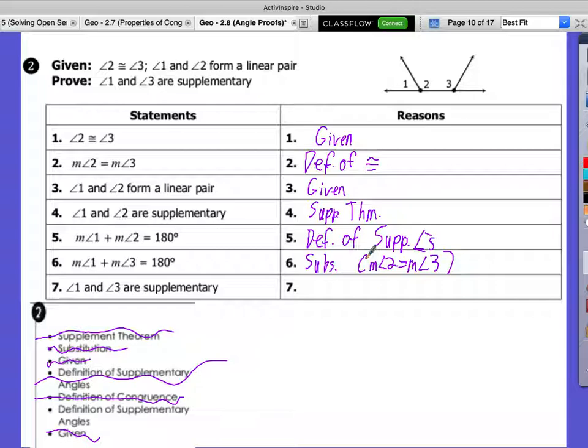So from 6 to 7, we go from some math to what? Words. To words. So it's probably a definition. And what words are we talking about? So it's probably the definition of supplementary angles. We went from them adding up to equaling 180 to, hey, they're supplementary. That's what it means to be supplementary. They add to 180. Questions on that?